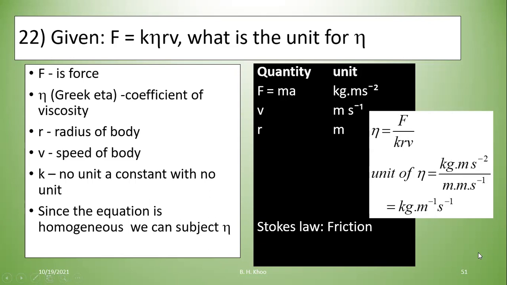This is actually Stokes' law, which you don't need to know. You only need to know that your F is proportional to V, air resistance. Air resistance is proportional to V for low speed or low velocity.